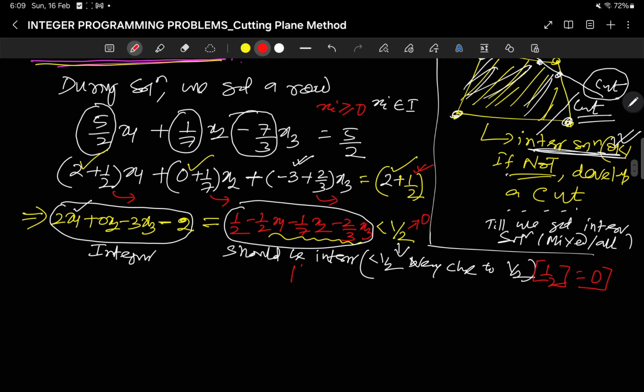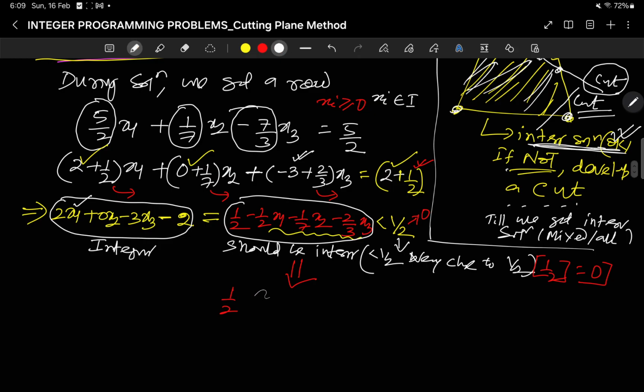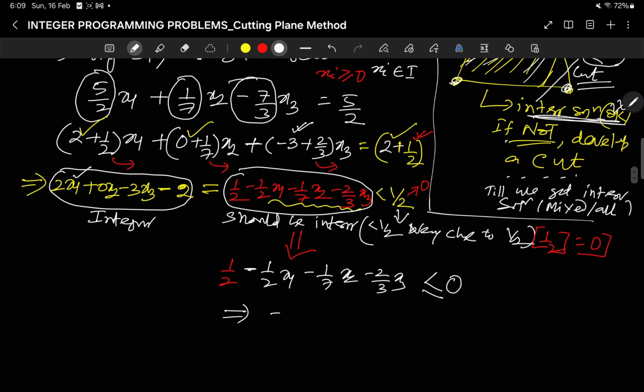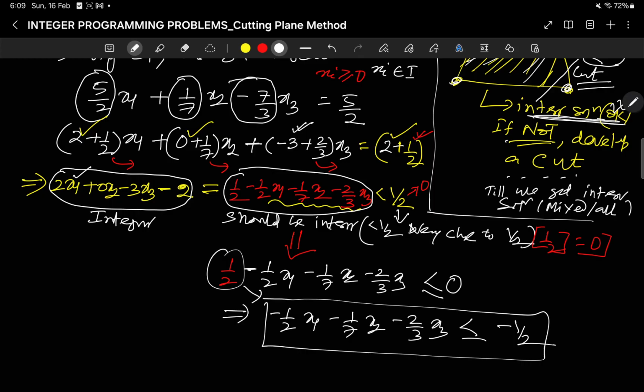So what is my cut now? Subsequently my cut is half minus half x1 minus 1 by 7 x2 minus 2 by 3 x3, which is less than or equal to 0, right? Now if you simplify it, this implies minus half x1 minus 1 by 7 x2 minus 2 by 3 x3, bringing this half to the right hand side, is less than or equal to minus half. So this is a cut.